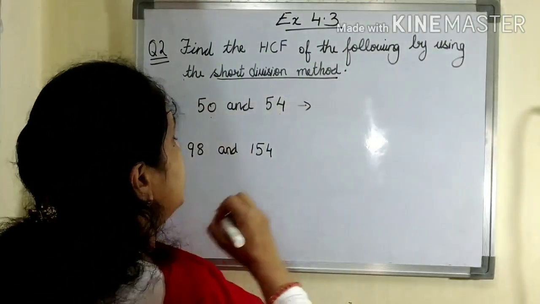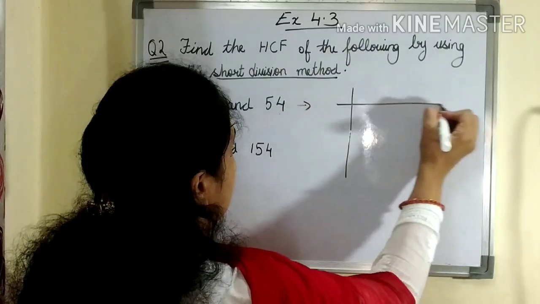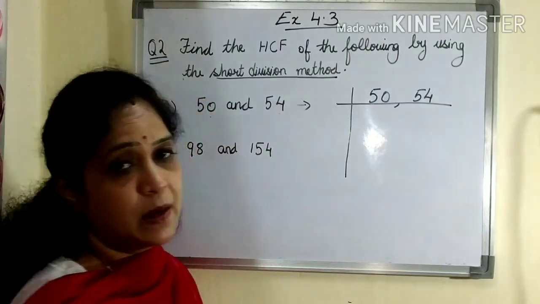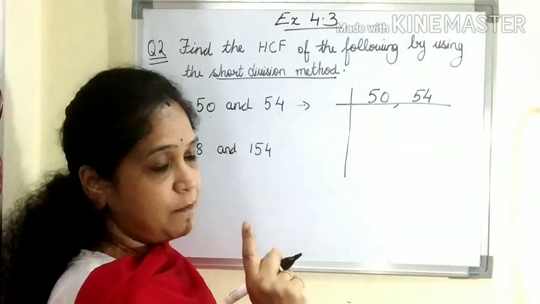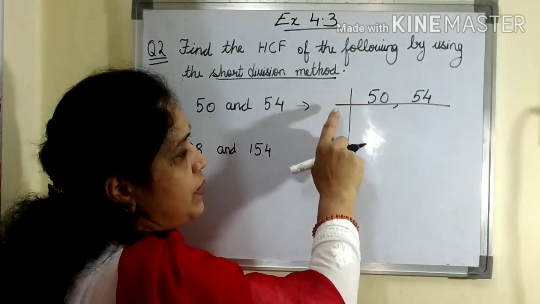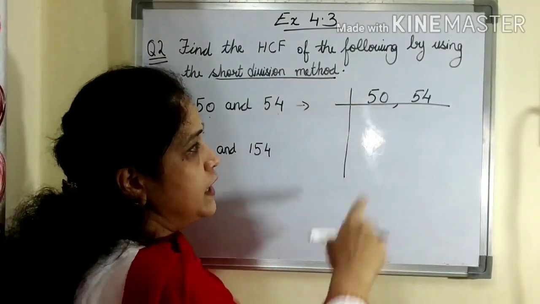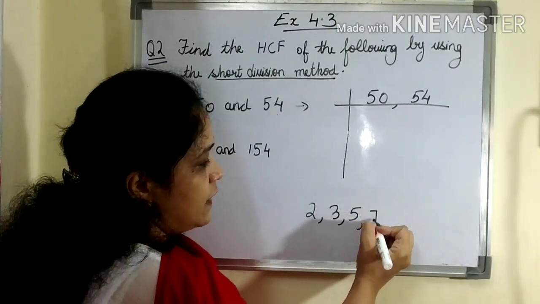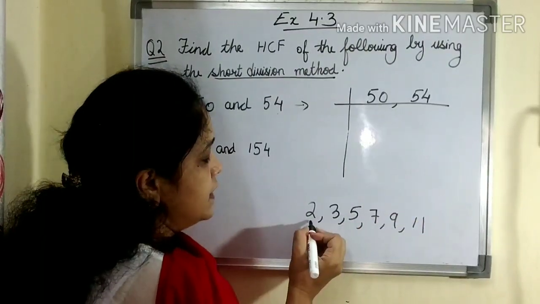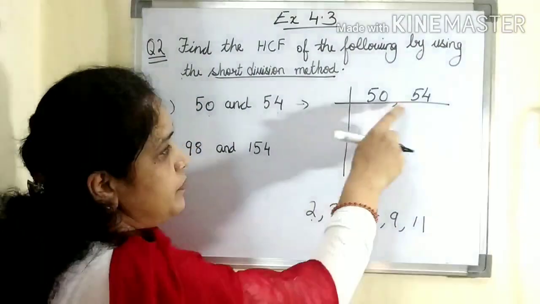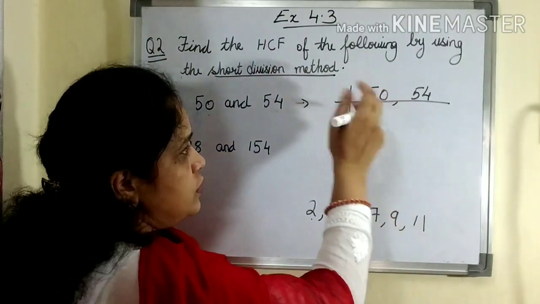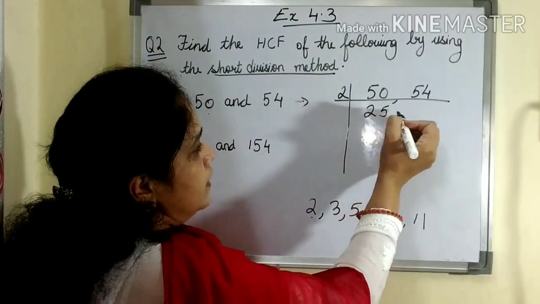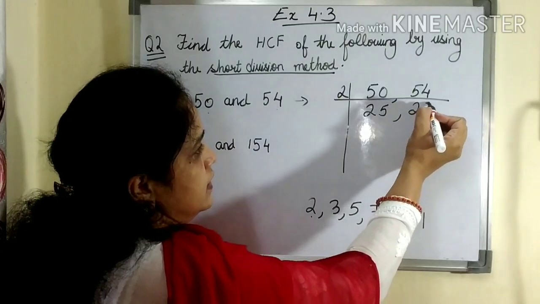How we do is, you have to divide 50 and 54 by their common prime factor. You have to find one common prime factor and think of any prime number which divides both 50 and 54. Now let us go to the prime numbers. What are prime numbers? 2, 3, 5, 7, 11. Now if we consider 2, 2 divides 50 and 2 divides 54 also. So it will go by 2. So 25 came and here 27.